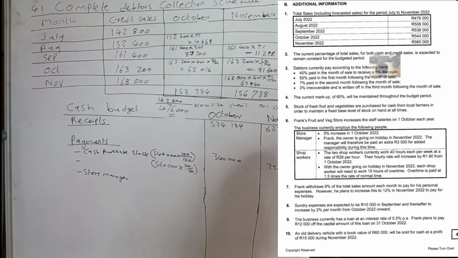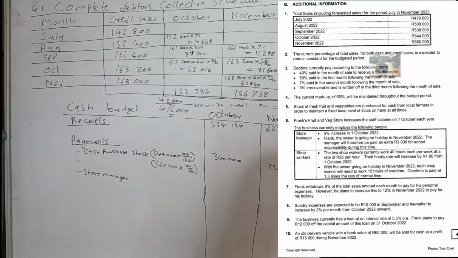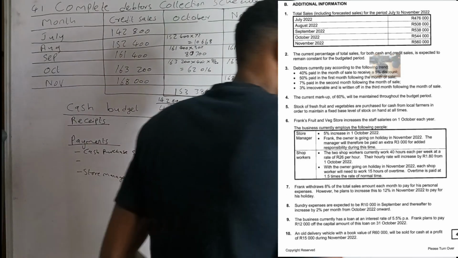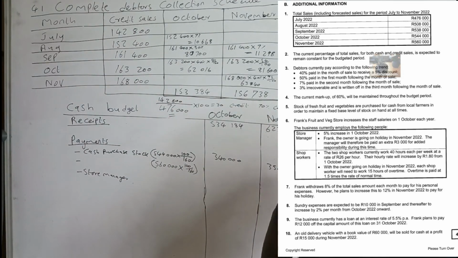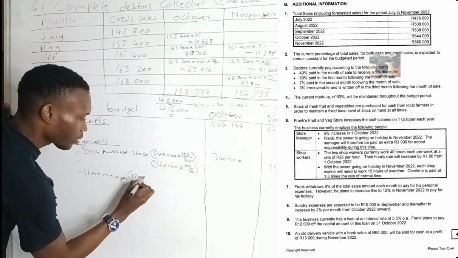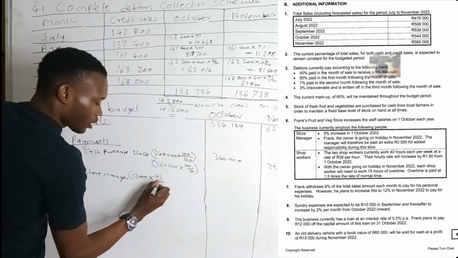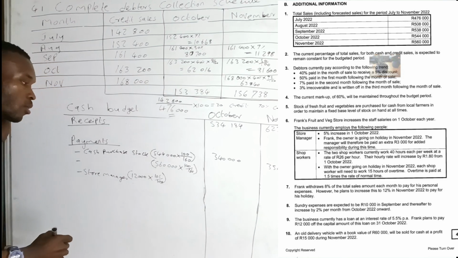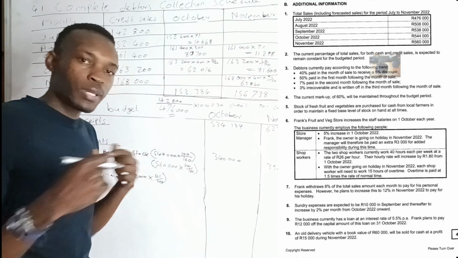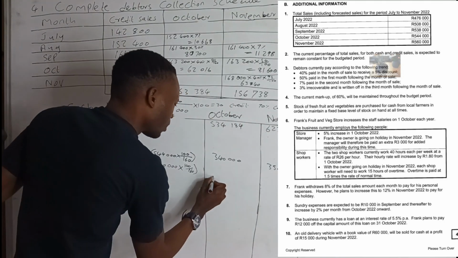Remember on the previous page, they gave us a salary of store manager of 12,000. Okay, which means that from 12,000 it's going to increase by how many percent? 5%. So we're going to say 12,000 multiplied by, because I want a straight answer, 105 over 100. It's going to give me a straight answer. Or you can say 12,000 multiplied by 5%, you get the answer, then you add it to 12,000. Okay, then in this case we're going to get 12,600.